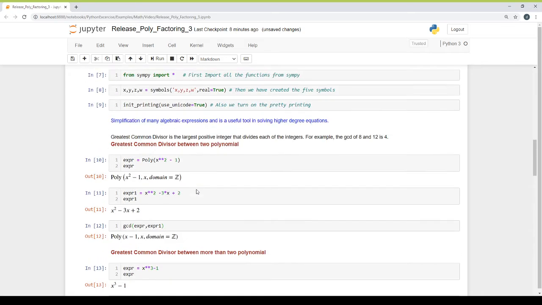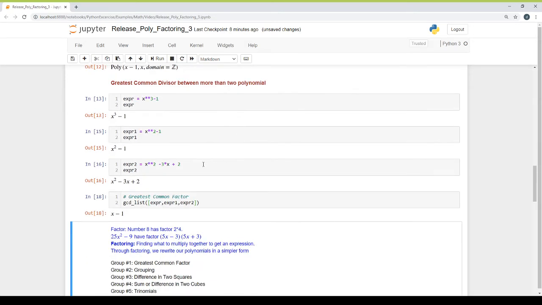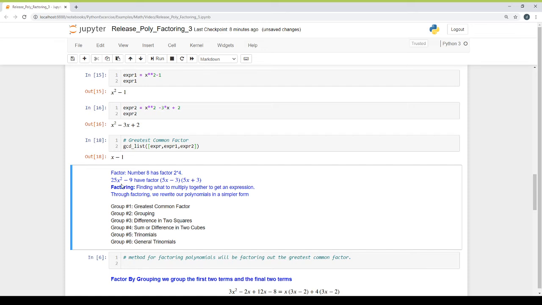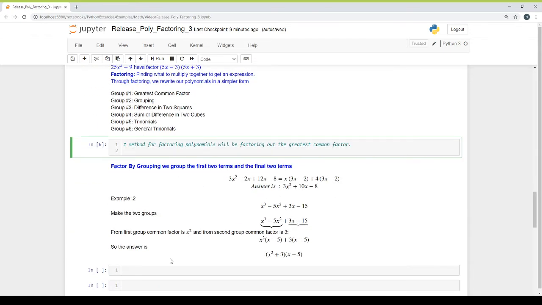It means factoring is the simplification of algebraic expressions and is a useful tool in solving higher degree equations. So we are converting a higher degree equation to a simplified form. Factoring is finding what to multiply together to get an expression. Through factoring we rewrite our polynomials in a simpler form. There are many types of factoring. Basically there are 6 types of methods for factoring polynomials, but in Sympy you don't need to learn about the 6 types of factoring.